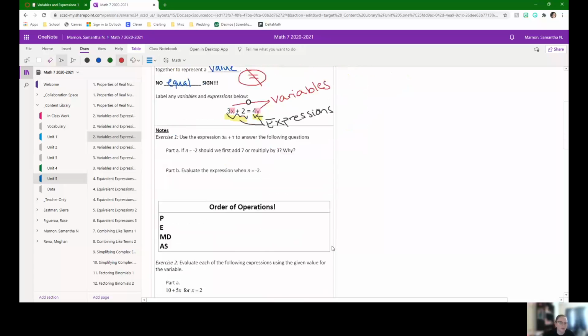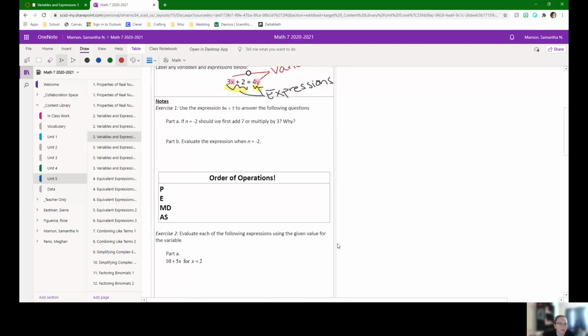So let's look at our notes. Exercise 1, use the expression 3n plus 7 to answer the following questions. Part A, if n equals -2, should we first add 7 or multiply by 3? Why? Pause the video and think, what do you think we should do first with this n? Are we going to multiply it by the 3 or are we going to add 7 first? If you remember your order of operations, which we're going to go over in a minute, you should know that we're going to actually multiply by 3 first.